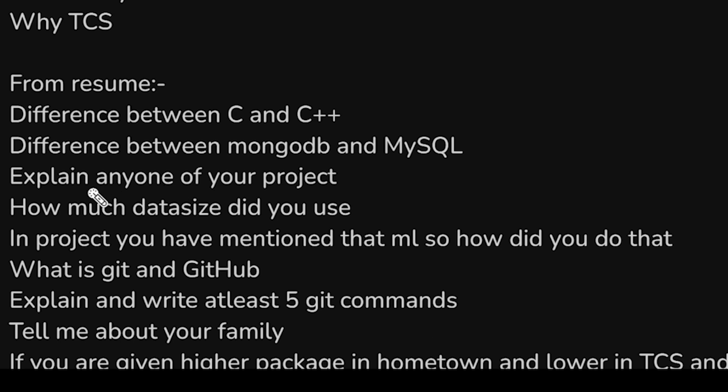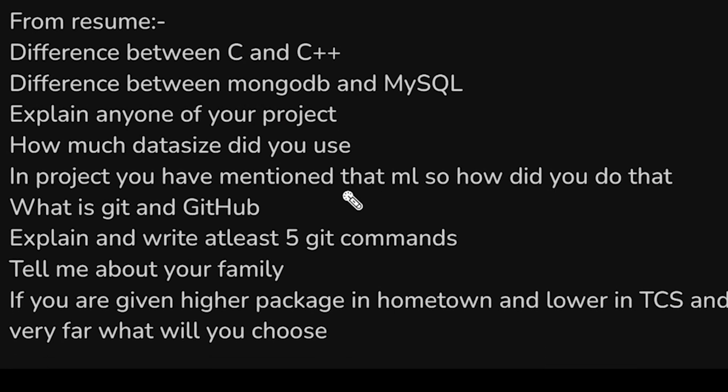Now moving on to the next question, explain any of your projects. You can explain any project that you have worked on. So you have to explain your project briefly, the objective and the technology stacks that you have used. This is how you have to tackle the question.